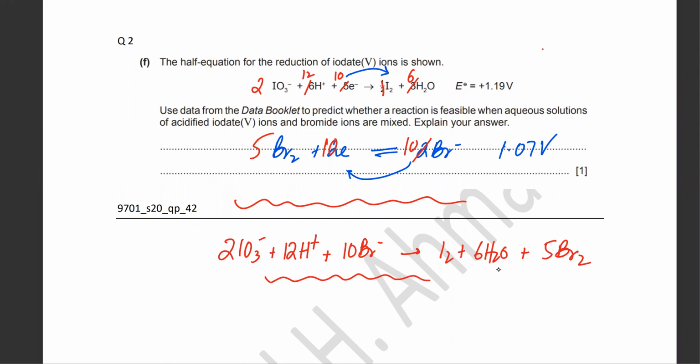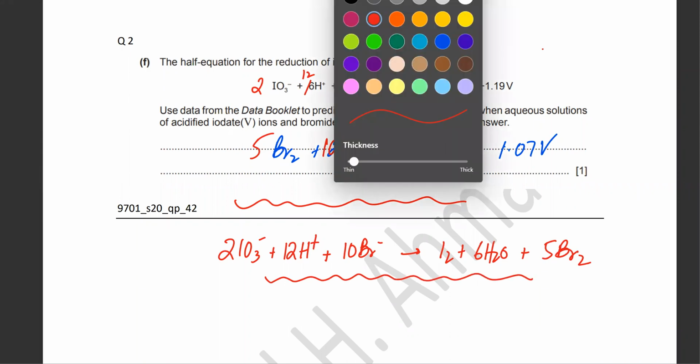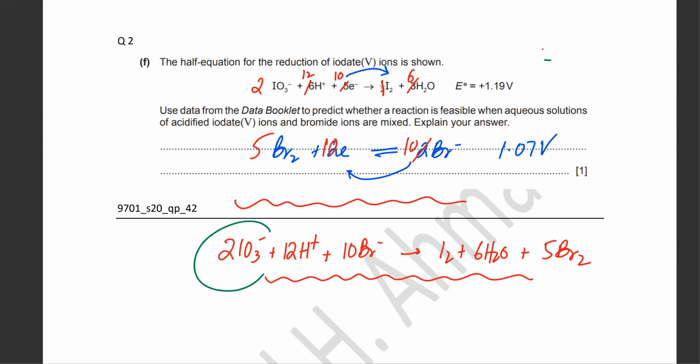So iodate and bromide are reacting. I mean, you need an acid for that, but he did use an acid, it was acidified. So these two are reacting. So he's saying use the data booklet to predict whether the reaction is feasible.